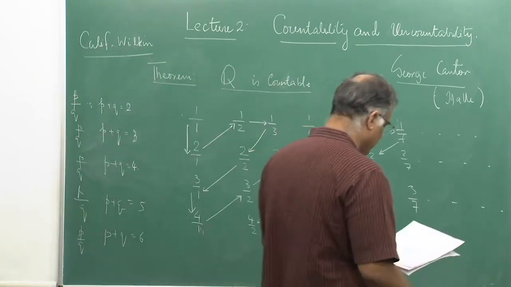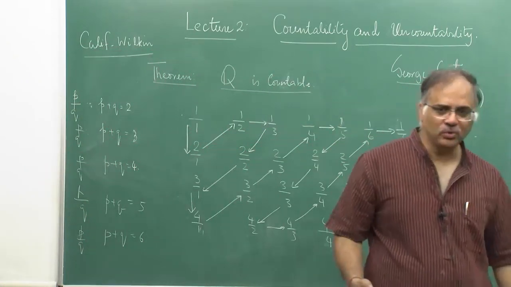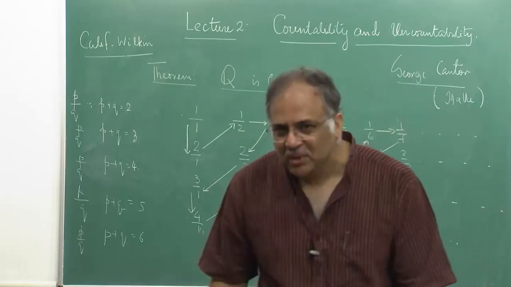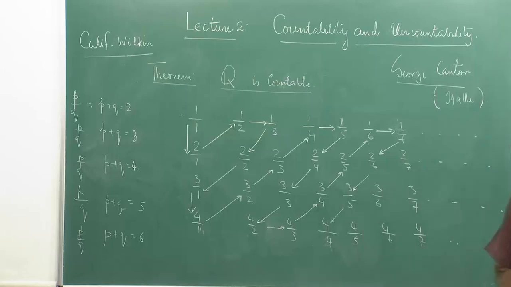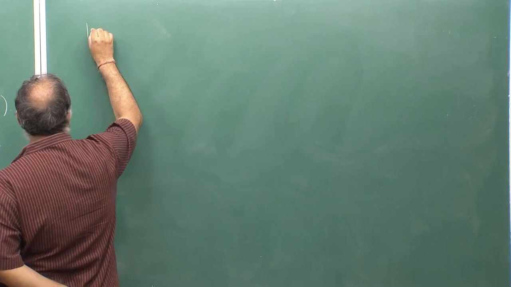Once that is done, I come to today's last and extremely important idea. The idea is the following, that the set of real numbers unfortunately is not countable. You cannot put the set of real numbers in one-to-one correspondence with the set of natural numbers. So this result was published by Cantor in 1874.